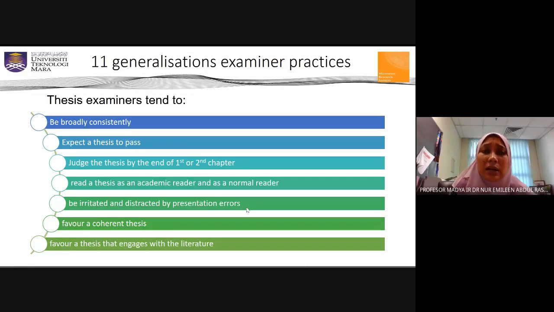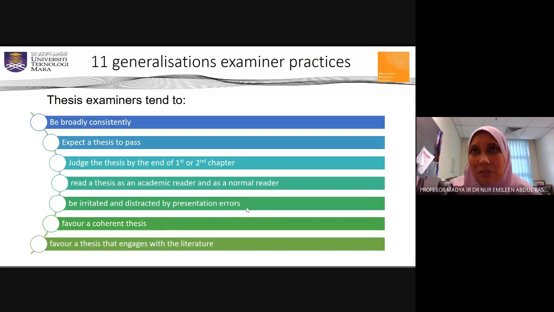Okay. Examiners ni they expect that they want the candidate to make the thesis clear for the examiner, convince the examiner and explain the approach, conclusion and significance of the research in a way that the examiner will understand it. Okay. Next is be irritated and distracted by presentation errors. Ini yang the most important.